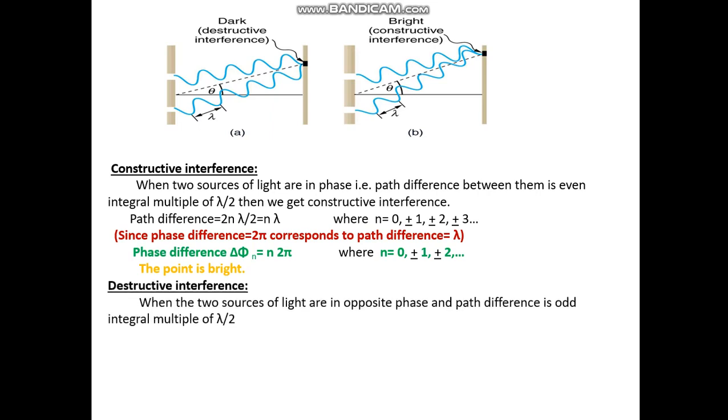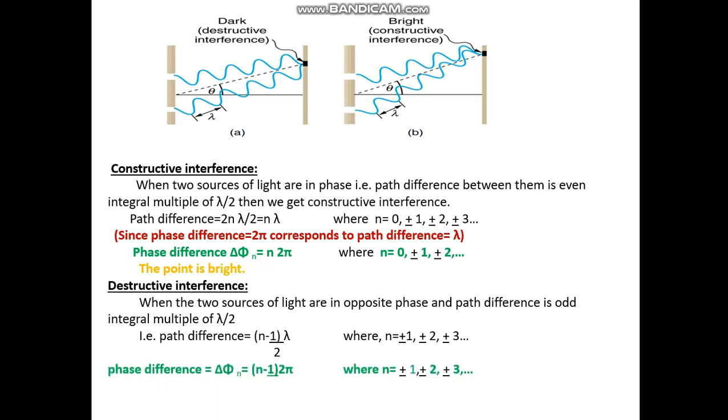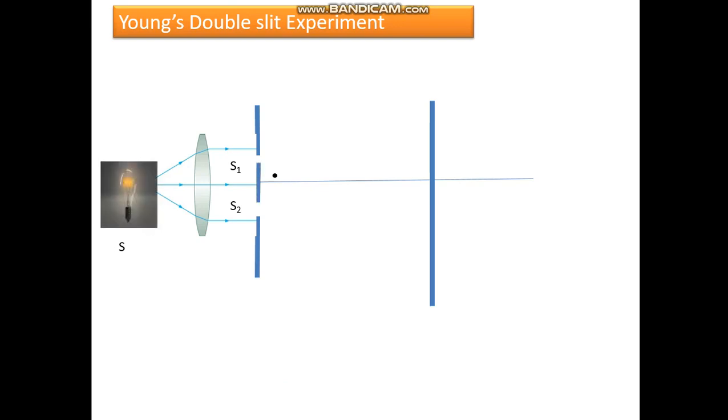Destructive interference. When the two sources of light are in opposite phase and the path difference is an odd integral multiple of lambda by 2, the path difference is equal to n minus half times lambda, where n is equal to plus minus 1, plus minus 2, plus minus 3. Phase difference delta phi n is again n minus half, 2 pi, where n is equal to plus minus 1, plus minus 2, plus minus 3 and so on. The point is dark.